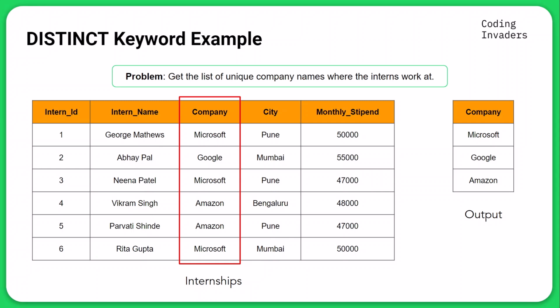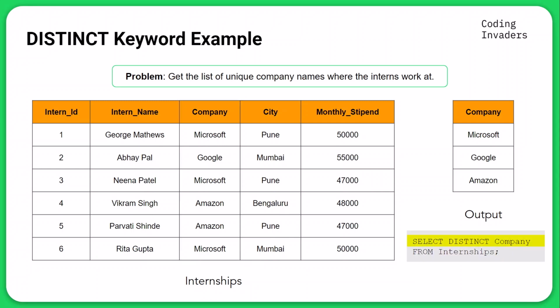So let's now go over the code to solve this problem. What it says is SELECT DISTINCT company. I mean, select unique company from internship. What is the column? Column name is company. So select the distinct values in the column company from the table internship. And that's where we got the output as Microsoft, Google and Amazon.